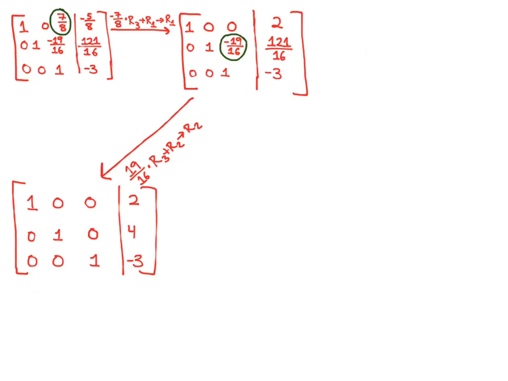After all that time with all those fractions, we have our answer. It's 2, 4, negative 3, because we have 1x equals 2, 1y equals 4, and 1z equals negative 3. 2, 4, negative 3. Happiness abounds.